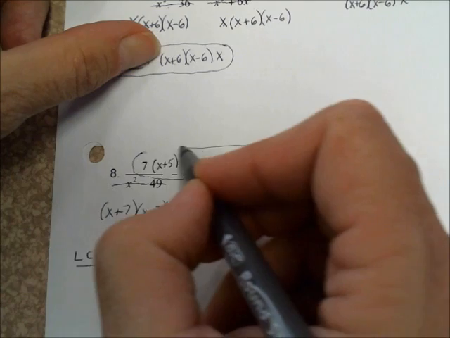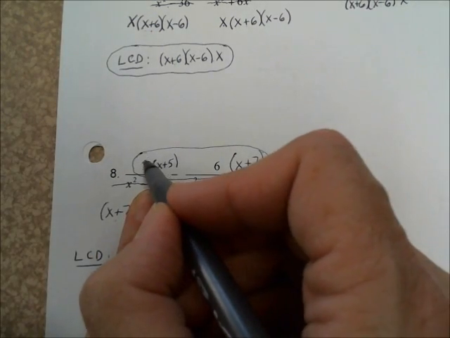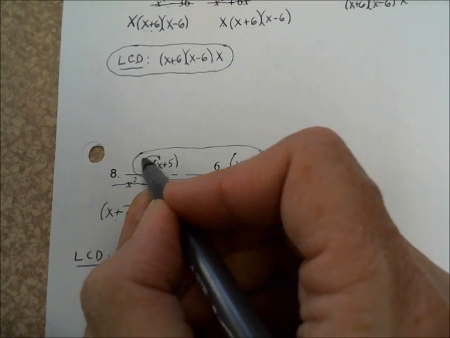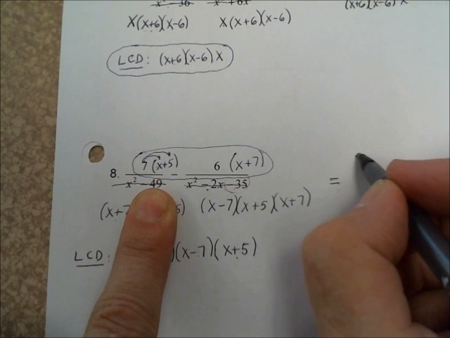into one big numerator. And at the same time, we're going to distribute the 7 into this set of parentheses. So we have 7x plus 35.